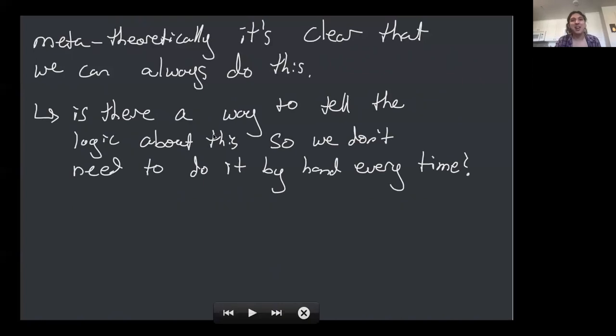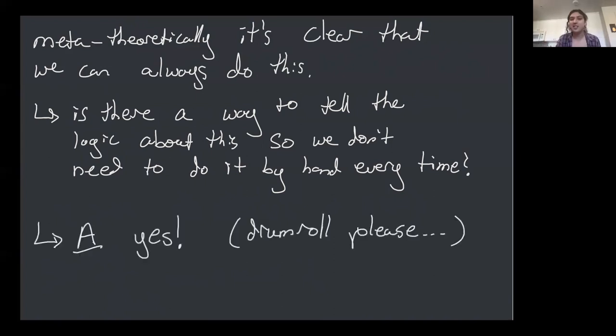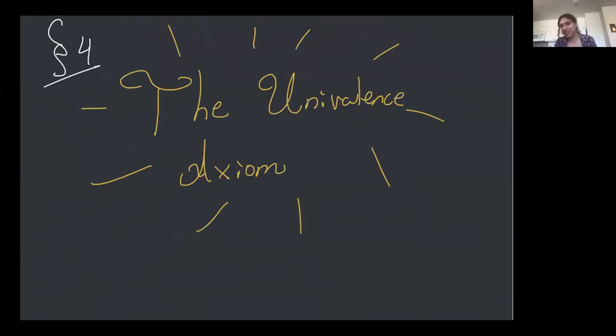And is there a way to tell the logic about this so that we don't need to do it by hand every time? It's really annoying. Like, obviously, I can always do this. It would be really nice if I could get my proof assistant to realize that I can always do this. And the answer is yes, drum roll please. And of course, we all see where this is going. The univalence axiom exactly solves this problem.